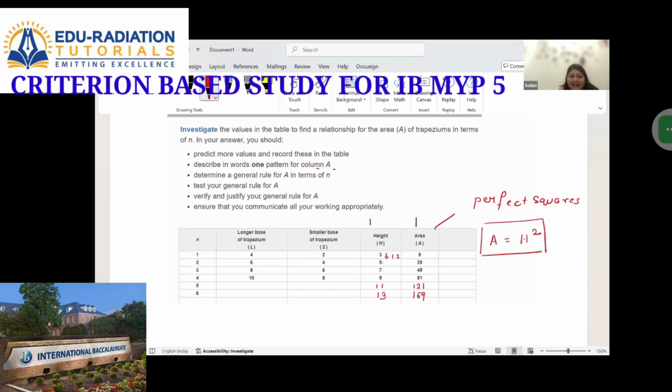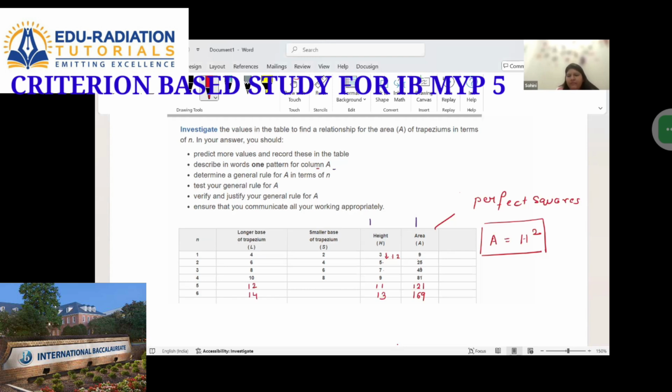Perfect. Can we come to anything for the longer base? Can you predict anything with the longer base part? Do you see any particular pattern here? They are also in the pattern of adding 2. Correct. So if I take the next number, what will it be after 10? This shall be 12 and this shall be 14, right? Because everything is increasing by 2.